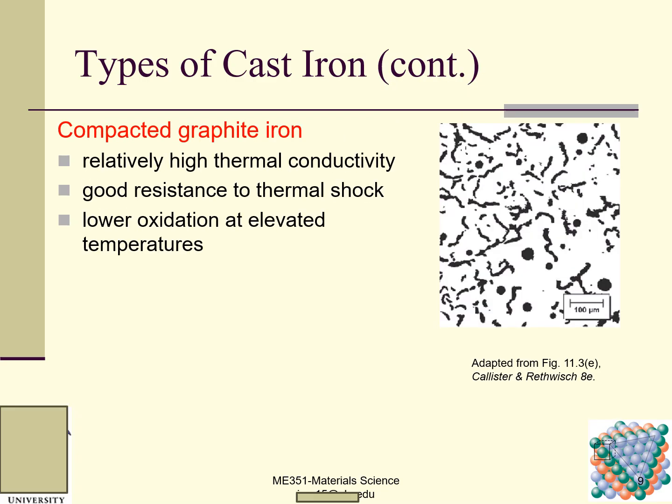And so the last one is compacted graphite iron, which has relatively high thermal conductivity. So it has good resistance to thermal shock, also because of the high composition of carbon, and low oxidation at elevated temperature. This is also a very beautiful characteristic that many engineering applications value.